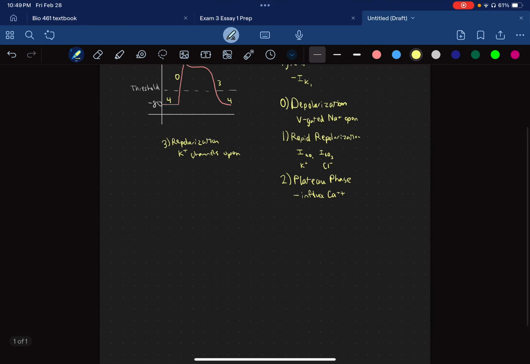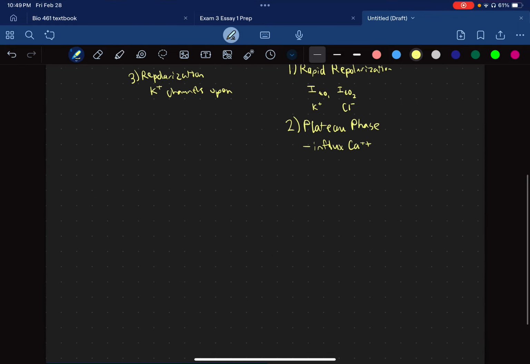As far as our other one, the autorhythmic cells, they're going to be a little different, but I just first want to talk about something called ATP sensitive potassium channels.